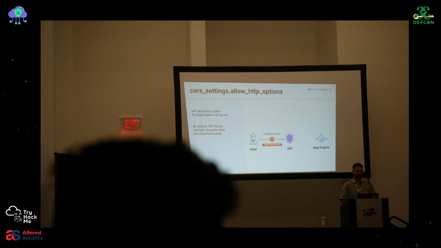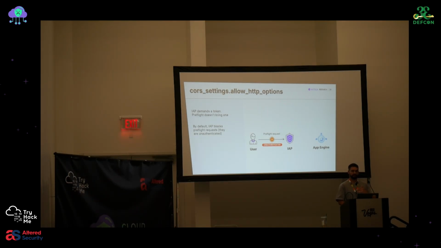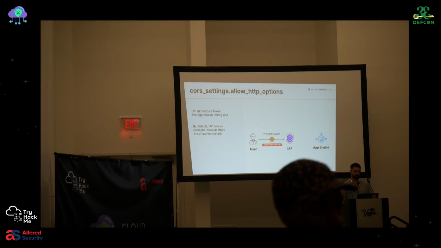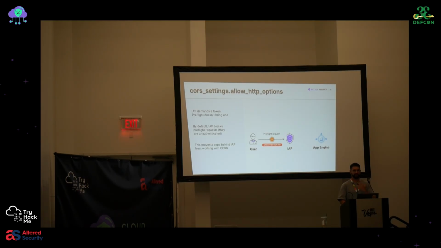So it means that by default, IAP blocks any HTTP OPTIONS request to your application. And because this process of communication between the browser and the application is mandatory for applications to work, it basically prevents apps behind IAP from working with CORS. And this is why GCP added a setting to IAP that can be either enabled or disabled. If enabled, it allows HTTP OPTIONS requests to go through IAP without authentication. And if not, it drops it.